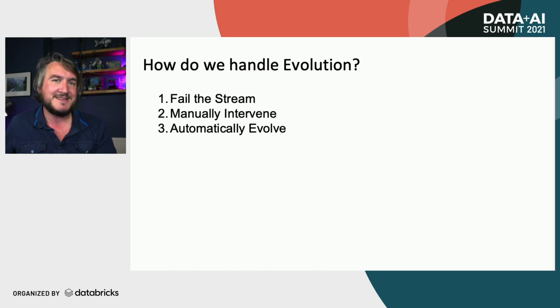Or we can automatically evolve. And that's the dream, right? That is paradise if I can just keep my stream running and it will just automatically figure out, oh, there's new data. That's cool. We'll capture the new data. We'll put it somewhere else, which won't fail. I mean, that's really kind of nirvana for dealing with this ongoing schema drift problem.